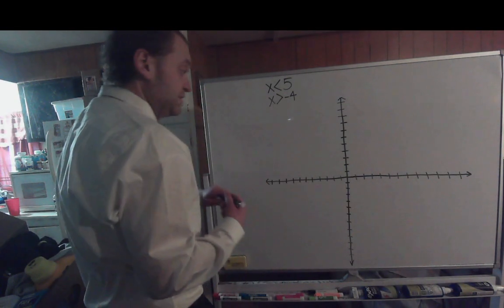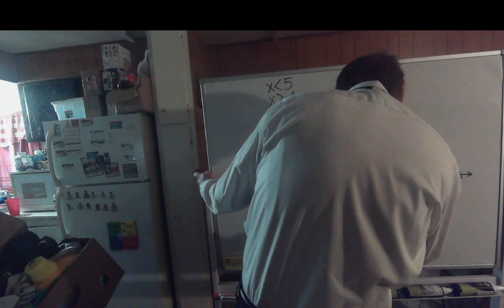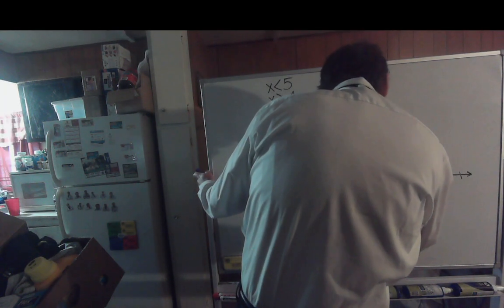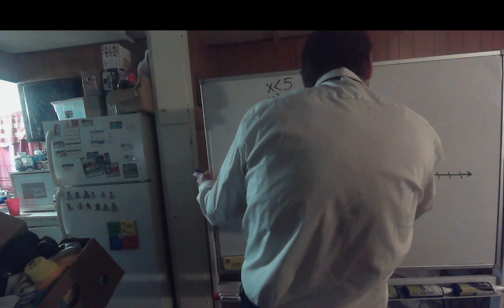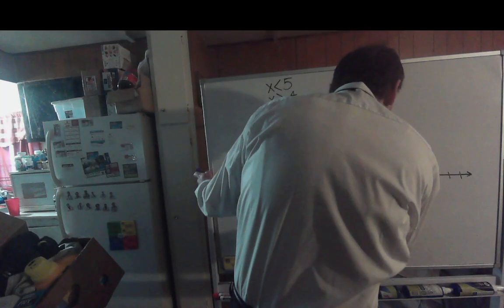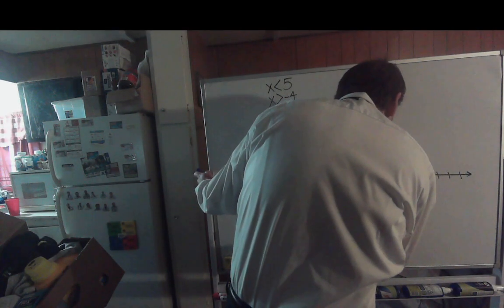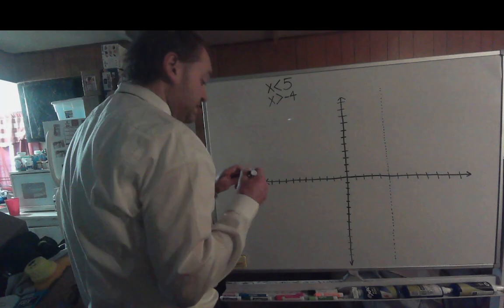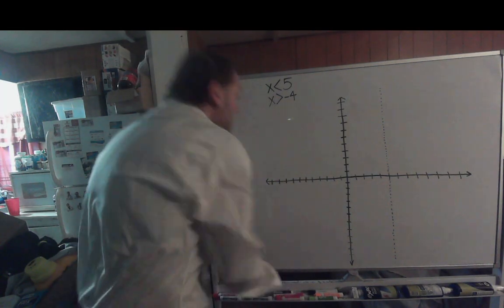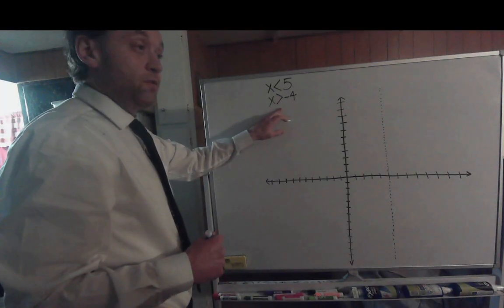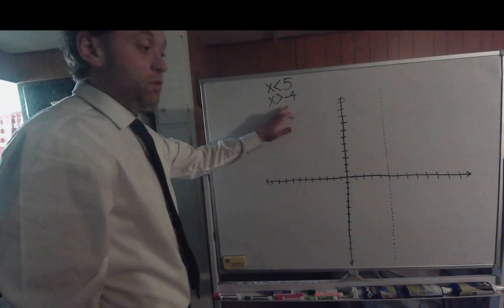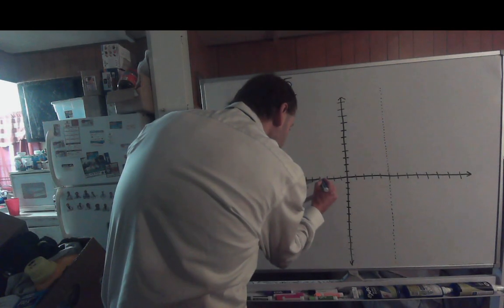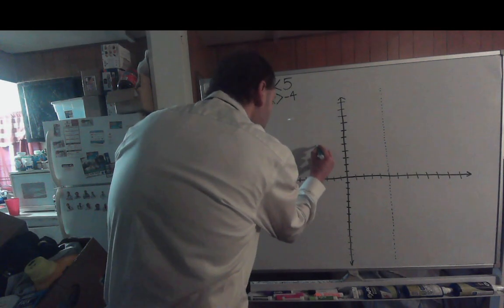So let's find x equals 5. We'll draw a dotted line through that to denote that x equals 5 is not part of the solution. If you had the equal to component, you would draw a solid line to denote that x equals 5 is part of the solution, but it's not in this case. Then we also have x is greater than -4. Well, it's only greater than -4, so draw another dotted line through x equals -4.